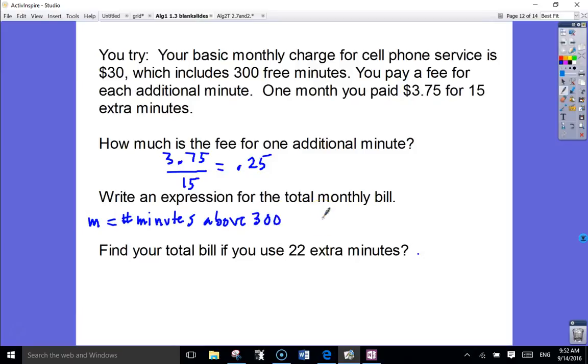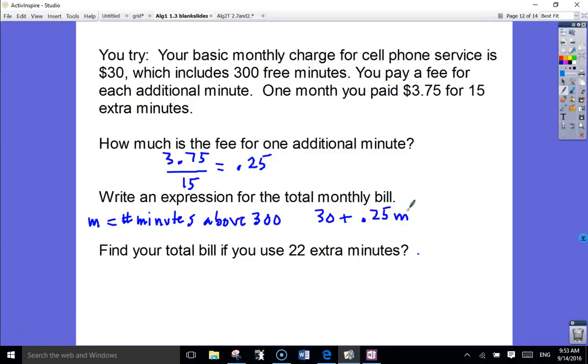30 plus 0.25. That's not our variable. What's our variable? M. Like that. 30 plus 0.25 M. Okay, now based on that formula, how much is going to be your bill if you have 22 extra minutes? How will you find that? What will you do with the 22? Substitute. This is like an evaluate, right? So evaluate this expression for M equals 22 and tell me what you get.